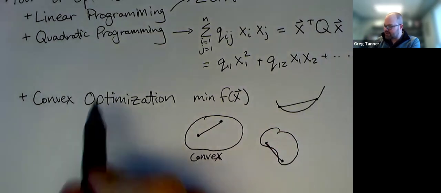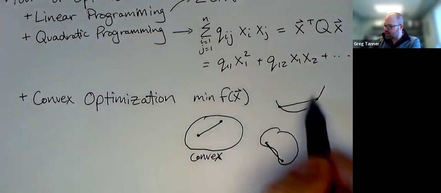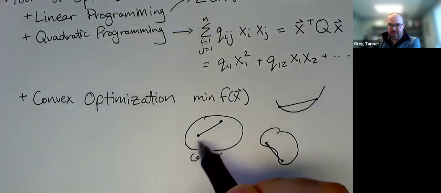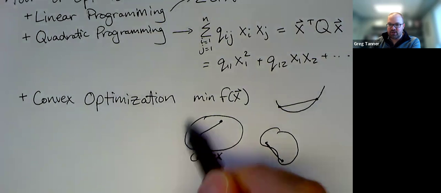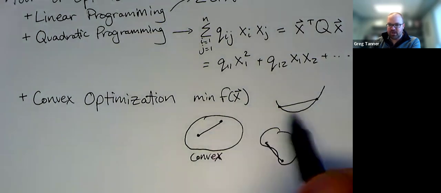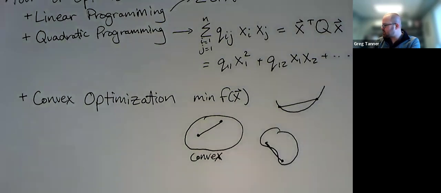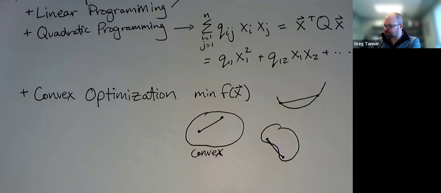So in convex optimization, you want a convex objective function as well as a convex region. And if you have those two, then some really nice things happen. The main one being that if you find a local optimum, it's going to be a global optimum. And we'll talk a little bit about the difference between local and global optimum in just a bit.